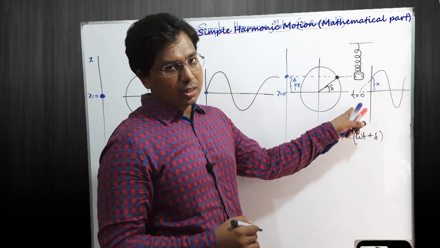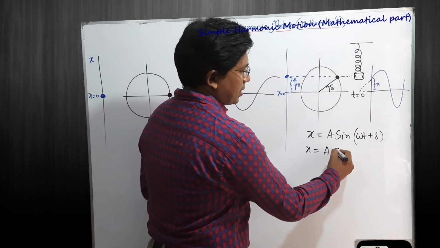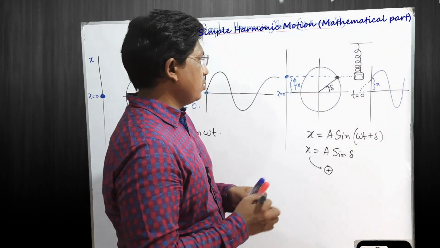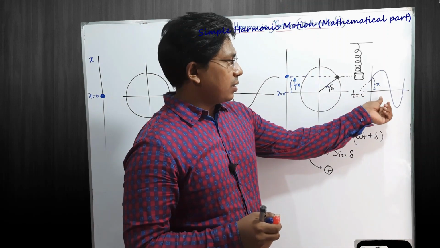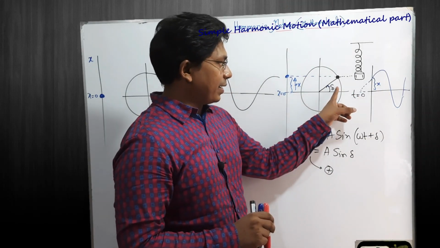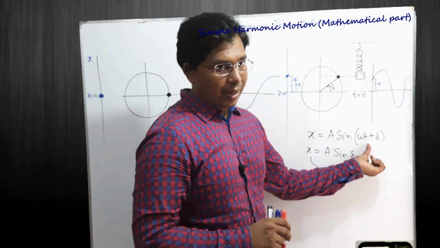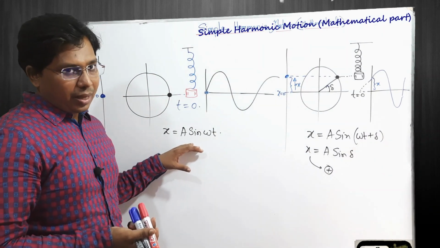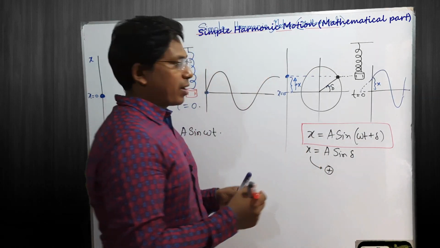If you put the value of t equal to 0, we can find x equal to A sin δ. That's a positive value. And here also, in the image of the oscillation or the sine graph, everywhere we find a positive value. If the initial angle or phase angle δ becomes 0, it's x = A sin ωt. So this equation is incomplete, and this is the general equation to express displacement for any point.